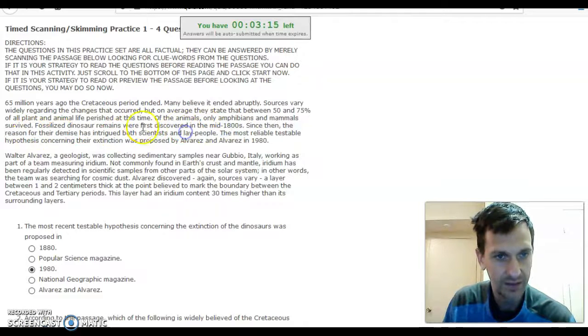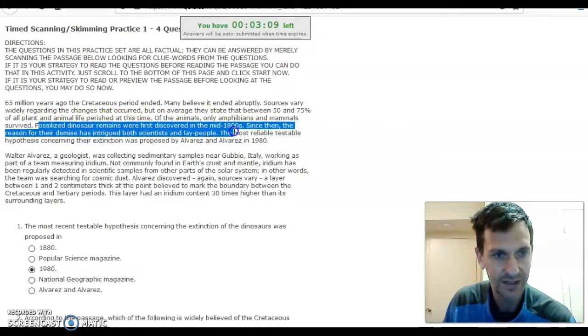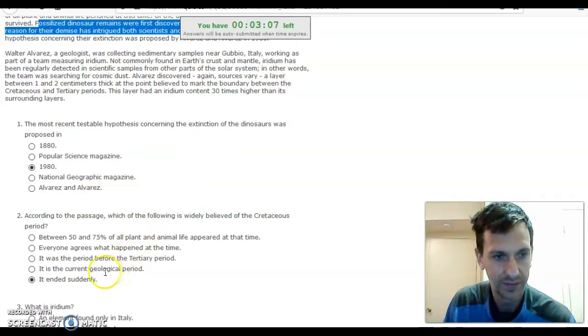Since then, fossilized. Instead, the reason for the demise has intrigued scientists and lay people. So it ended suddenly. We don't know what happened.